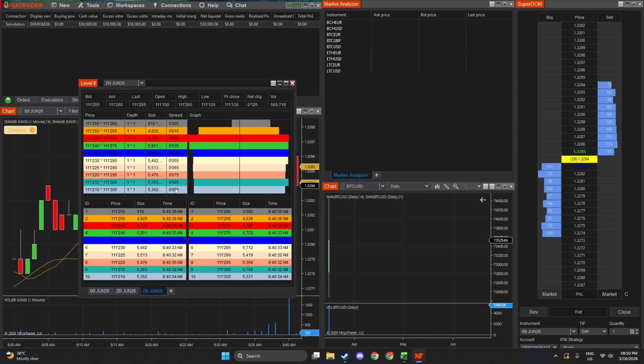That's the essential tour of Ninjatrader Level 2: how to open it, how it's structured, and how to read what it's telling you.